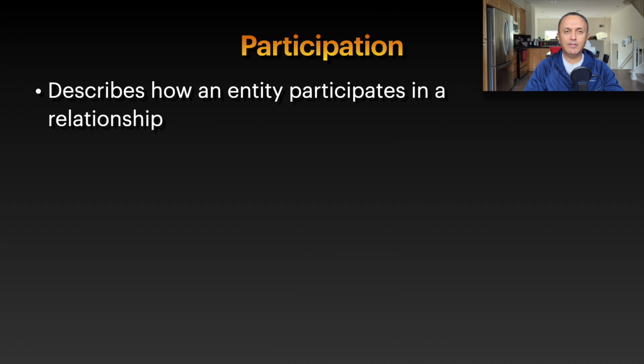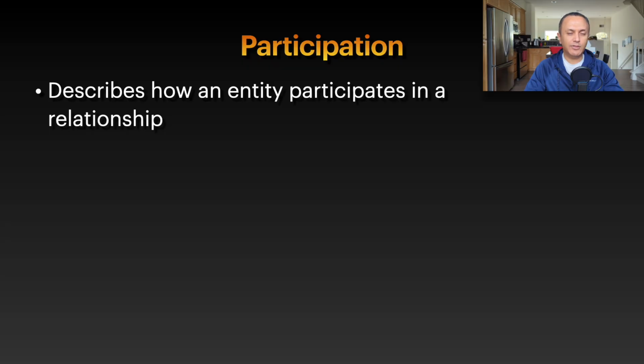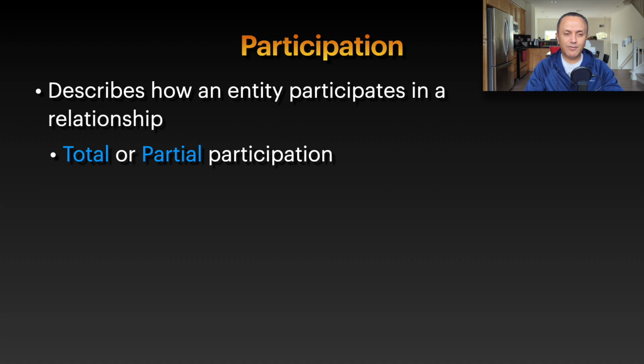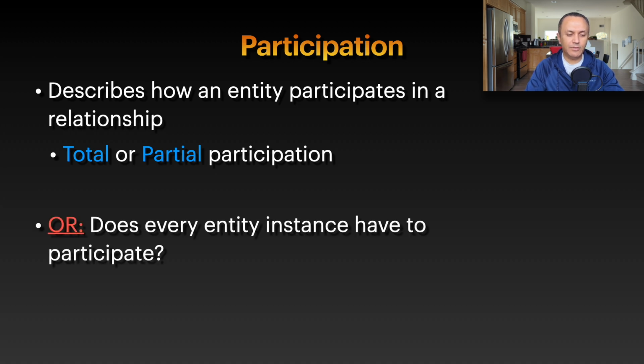What about participation, the second property that we talked about? Participation describes how an entity participates in the relationship. It also doesn't make a lot of sense, so let's break it down. Each entity instance, again, if we're talking about the employee and departments, does each employee have to be part of the relationship or not? So the two possibilities here are either total participation or partial participation. Another way to ask the question is, does every entity instance have to participate, like I said? So it's either optional or mandatory.